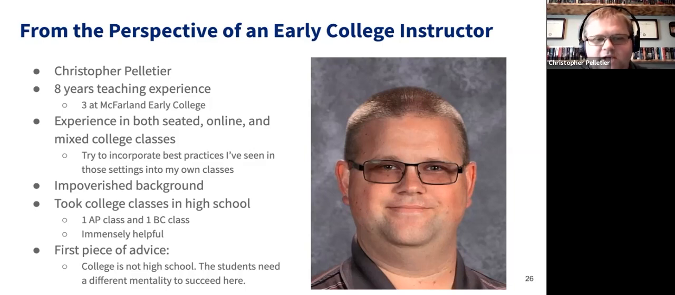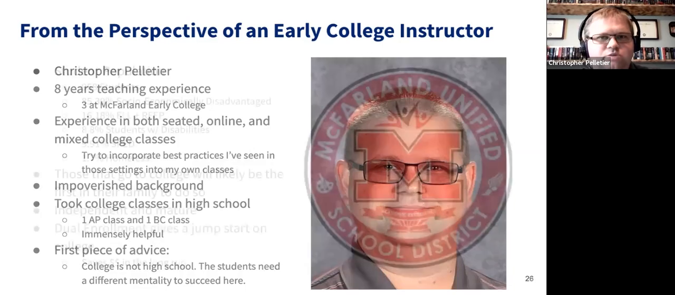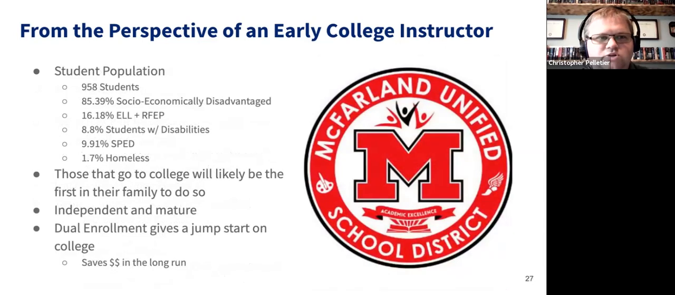So let's go on to the next slide, which should be taking a look at the students we have here at McFarland Early College. We currently have 958 students, with 85% of them socioeconomically disadvantaged. A lot of them are also coming from a linguistic background where they face challenges, as well as several students that are disabled. And for many of them that go to college, there's a decent chance that they will be the first in their family to do so.